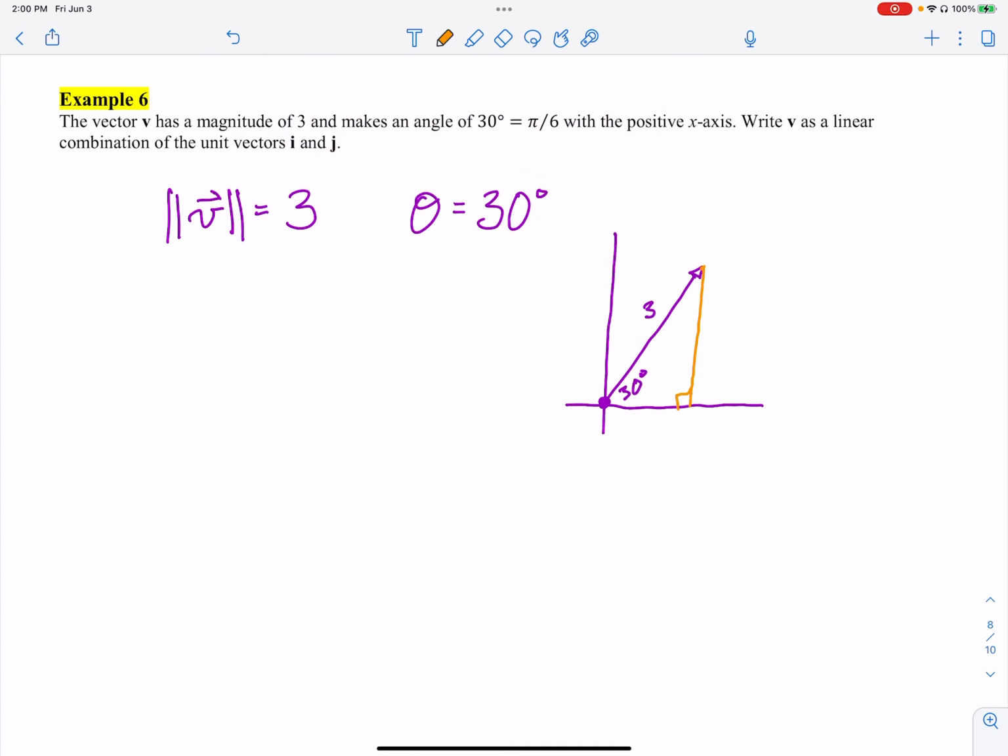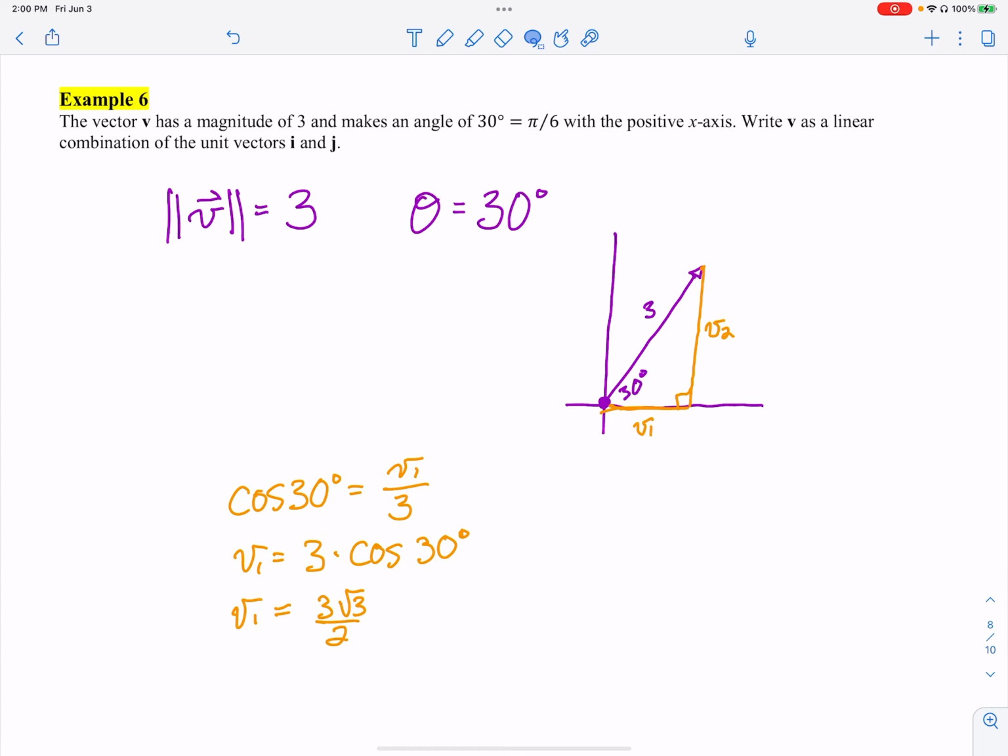Here we go. We have a triangle. It's a right triangle we can create from that. And we want the x component, we'll call this v1, and call the y component v2. And we're going to use some trig to get to that. All right, so the cosine of 30 degrees is v1 over 3. All right, that means v1 is equal to 3 times cosine of 30 degrees. Cosine of 30 degrees is radical 3 over 2. So I got 3 radical 3 over 2. All right, so there's that one. I'm going to move this over. All right, now I can do the other one.